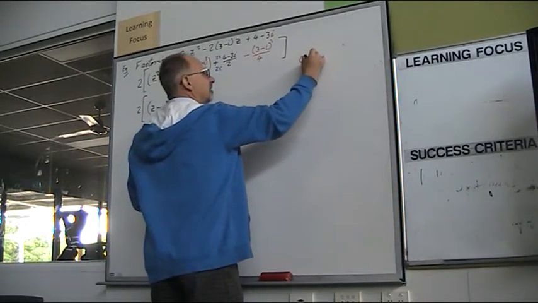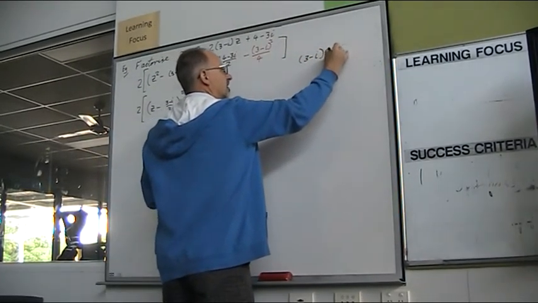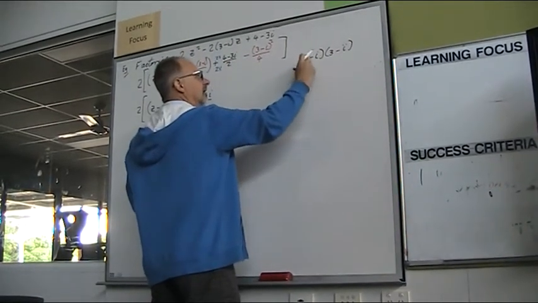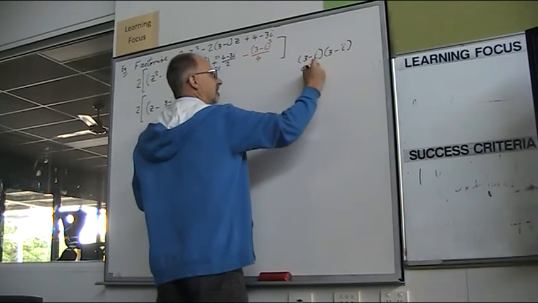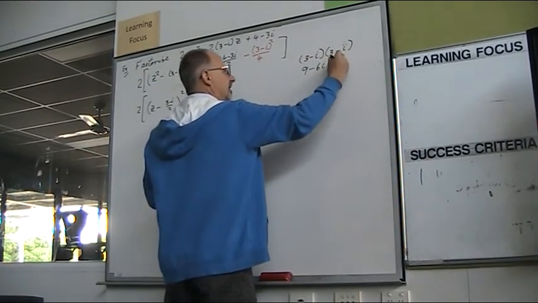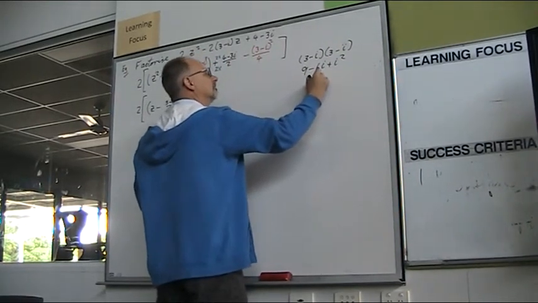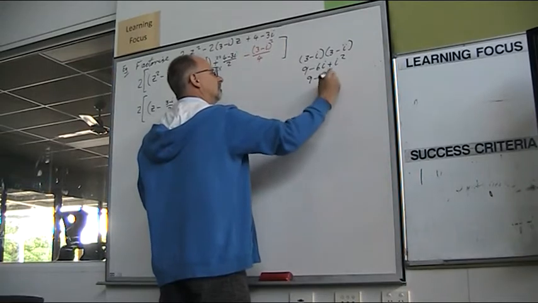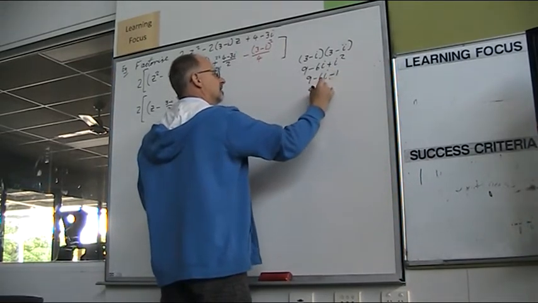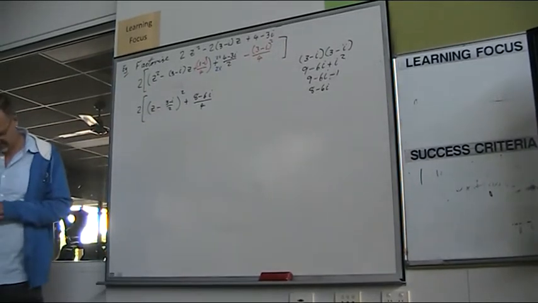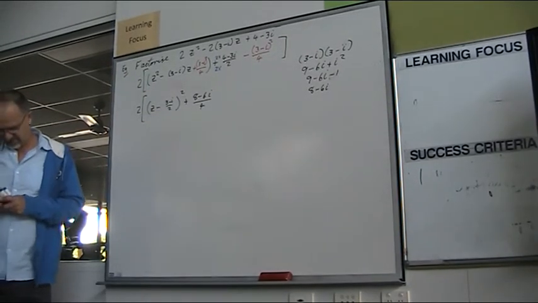So (3 minus i) times (3 minus i), 9 minus 6i plus i squared. Oops. Minus 1, so it's 8 minus 6i. Yes? No? Yes?